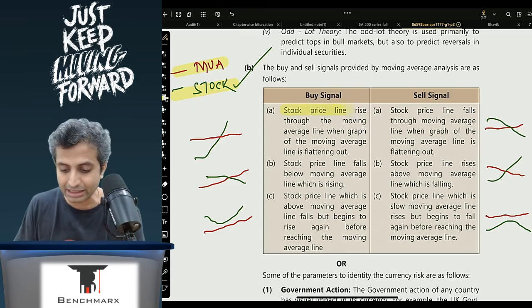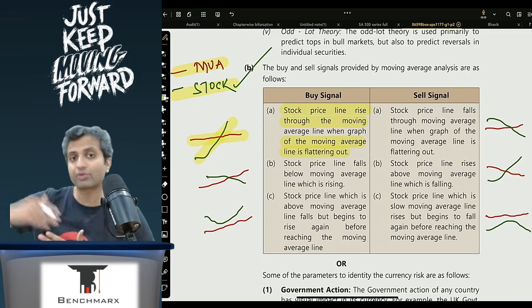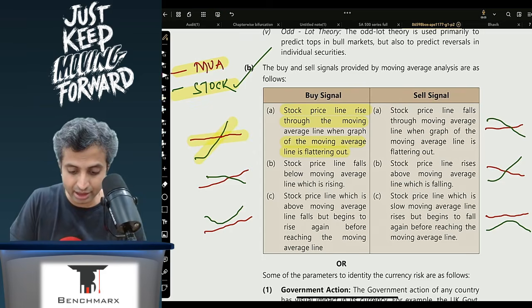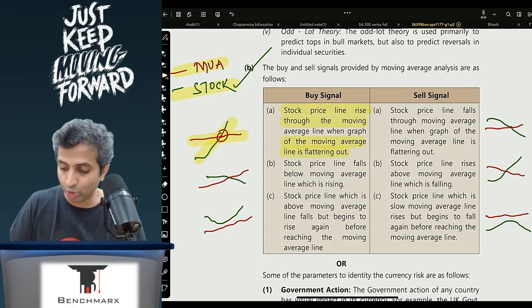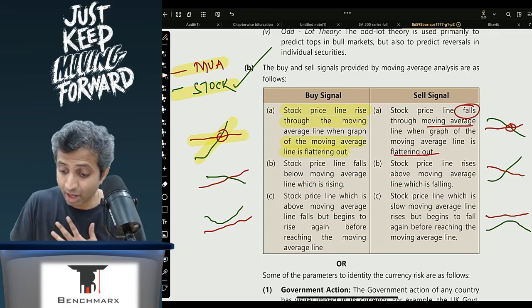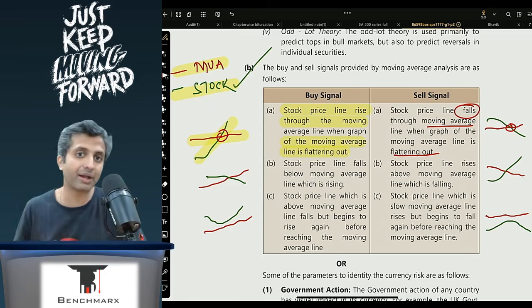When the stock price line rises through the moving average line, when the graph of moving average is flattening out. So almost a flat moving average line, but the stock price line cuts it from below. That is a buy signal. At this point, your buy signal gets generated. At the exact same level over here, the sell signal will get generated. Like the moving average line is a flattened line, but the stock price line falls. So you're falling. At that point, it is preferable that you sell.